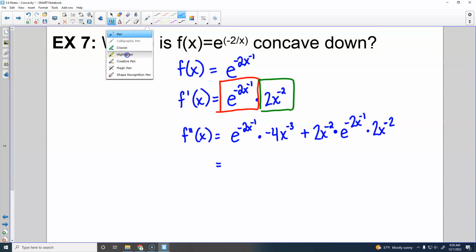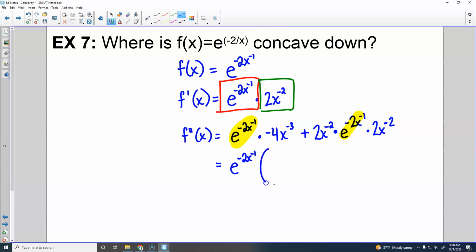So we can see that both have e to the negative 2x to the negative 1. I'm going to move that out front, factor it out. e to the negative 2x to the negative 1. And so this is going to give us negative 4x to the negative 3rd plus, right here I've got 2x to the negative 2 and 2x to the negative 2, which could give me 4x to the negative 4.